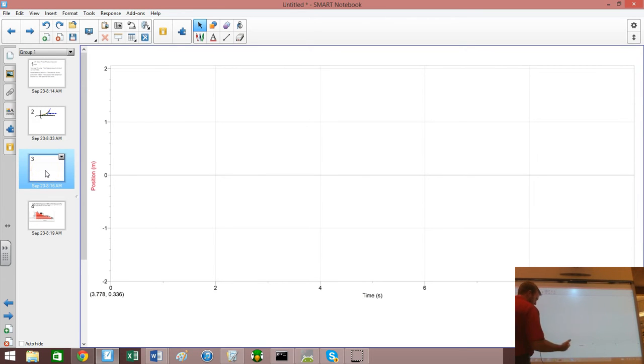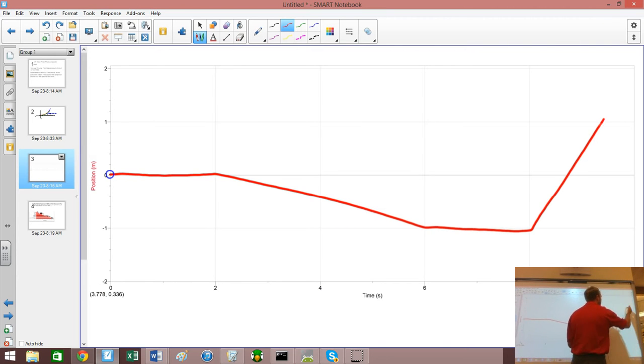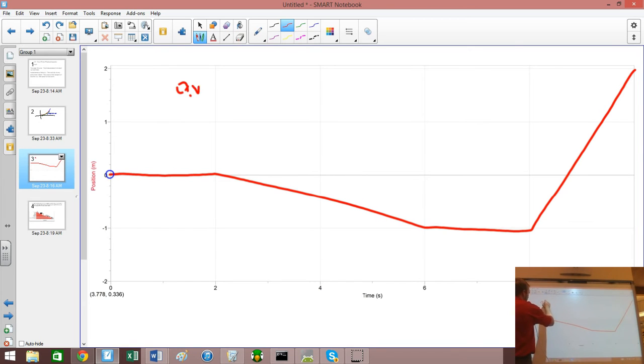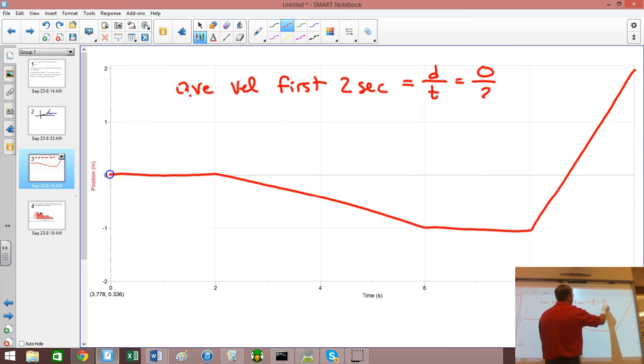Let me give you another example. I've got here a position versus time graph, and I'm just going to make up a general one like this. So I could say to you, what's my average velocity for the first 5 seconds. First 2 seconds. That's my total displacement over my time. So in the first 2 seconds, I really don't go anywhere. So it's 0.